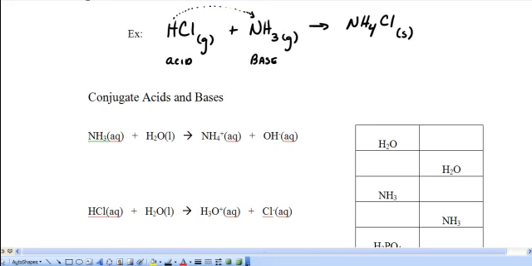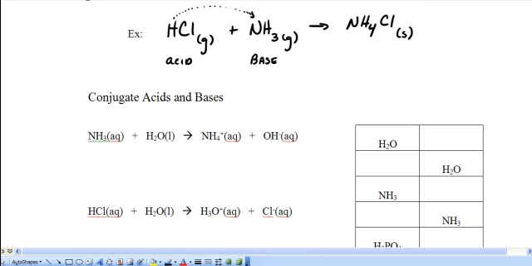And we're back and better than ever, still in 19-1, where we're dealing with the definitions of acids and bases. In the first podcast, we talked about the difference between the Arrhenius definition and the Bronsted-Lowry definition of acids and bases. In this podcast, we're going to take a look at conjugate acid-base pairs.